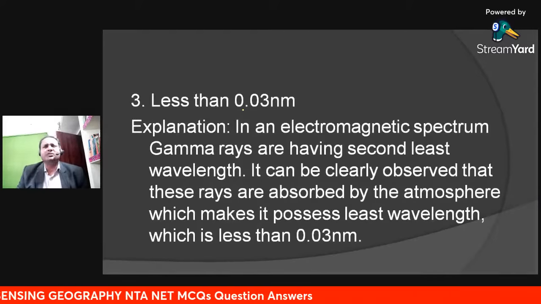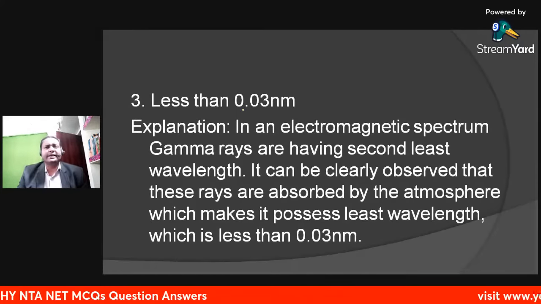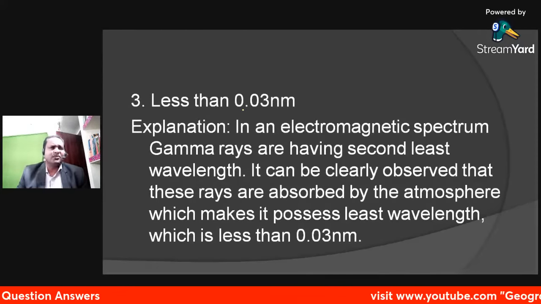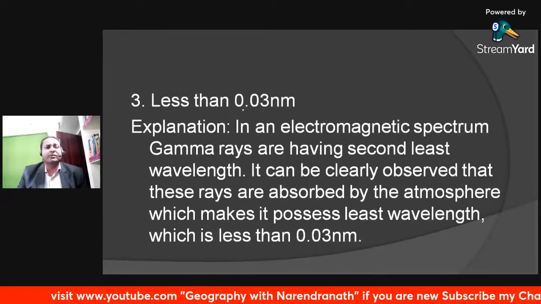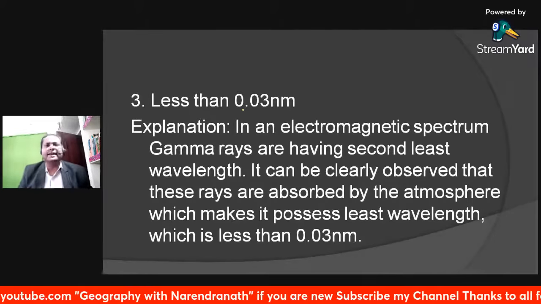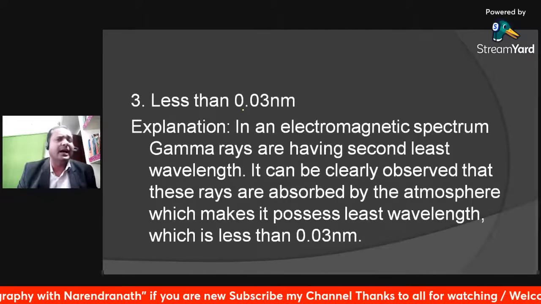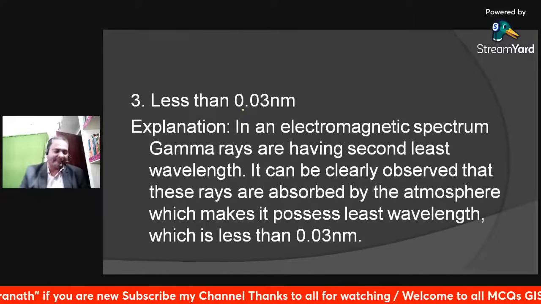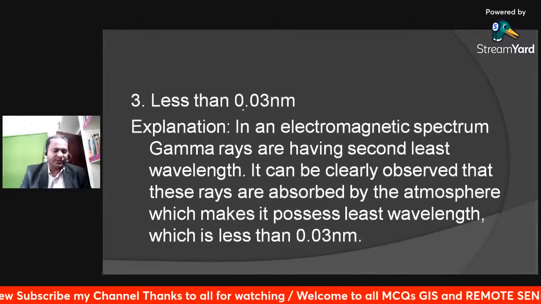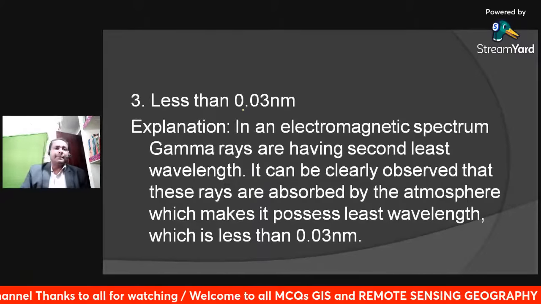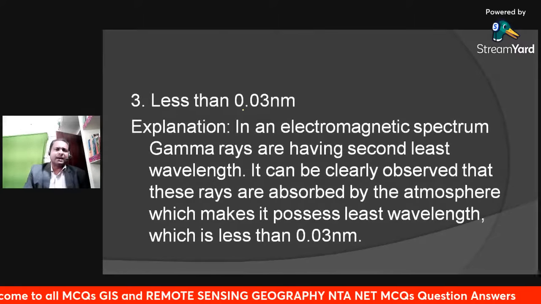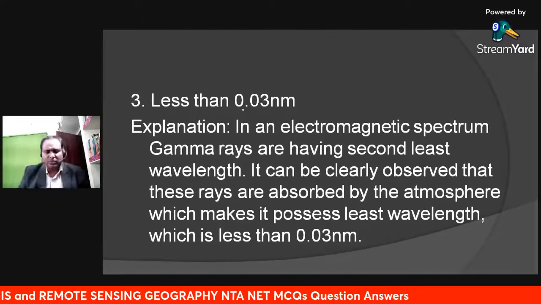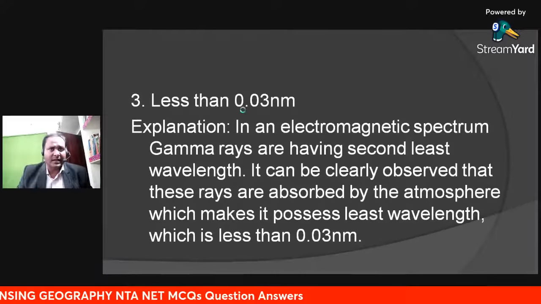In the electromagnetic spectrum, gamma rays have the second least wavelength, and it can be clearly observed that these rays are absorbed by the atmosphere, which makes it possible to reach wavelengths less than 0.03 nm. So definitely option 3, less than 0.03 nm, is the answer.